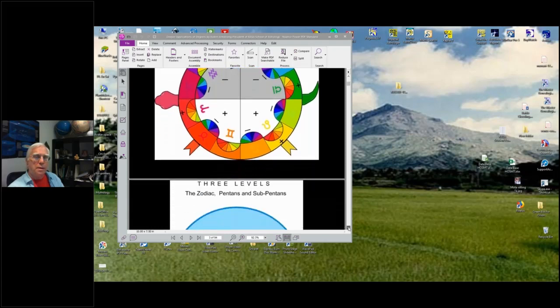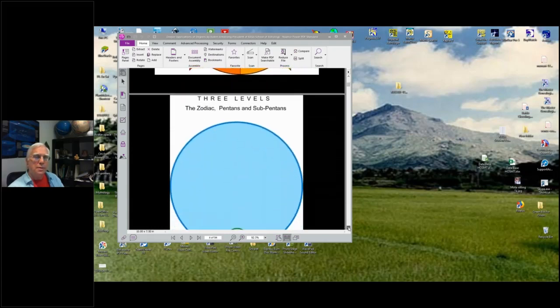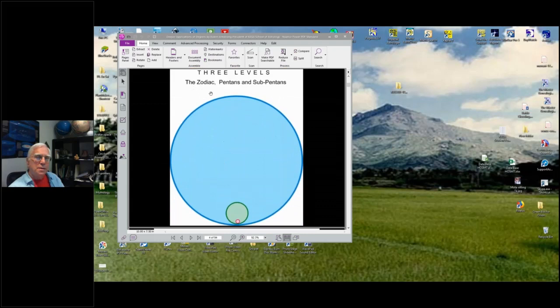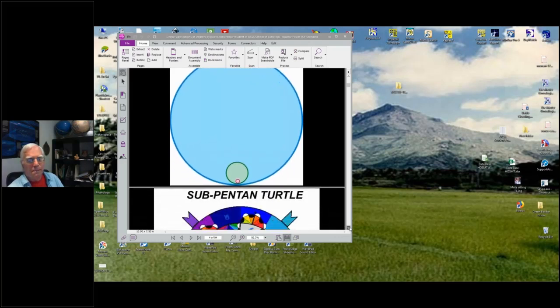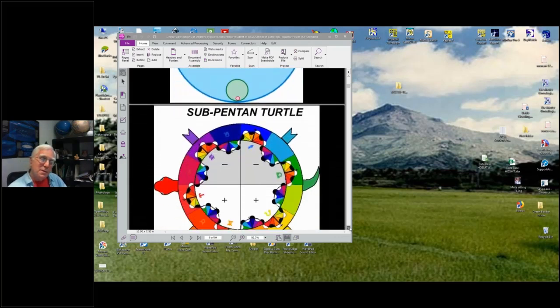And then that was showing the 3 levels: this is the sign of the Zodiac, this would be a Pentan, this would be the sub-Pentan. So each one is 6 times bigger than the other and they keep rolling around. The middle circle will go 6 times to go around the whole wheel. The smaller one will go around 36 times before it goes around the whole wheel. And each time it goes around, it represents a Zodiac.